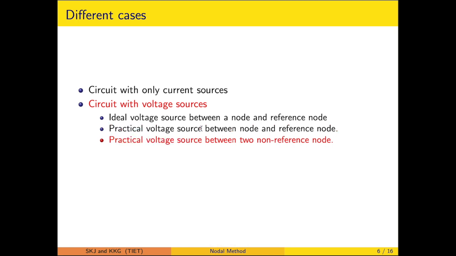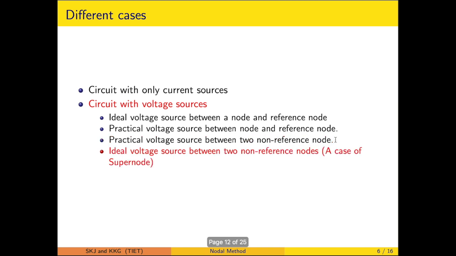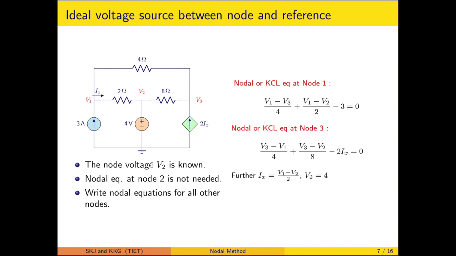Now the third is a practical voltage source between two non-reference nodes. This is a different case from the previous one. And lastly, an ideal voltage source between two non-reference nodes. This is a special case, and it is regarded as a case of supernode. This we will also be discussing in this discussion. So after the recap, we are simply considering all 4 cases one by one.